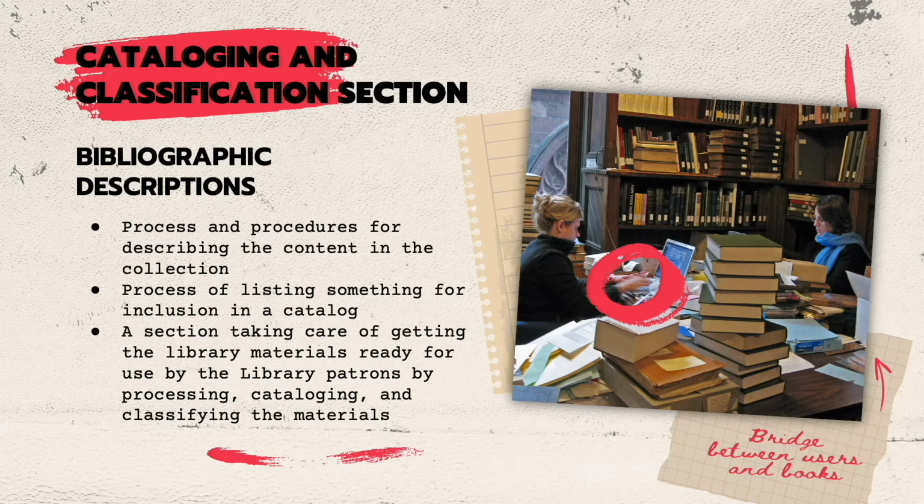The cataloging section takes care of getting the library materials ready for use by the library patrons by processing, cataloging, and classifying the materials. This section is out-of-bounds to non-library staff. The activities in this section are mostly considered to be highly professionalized, such as preliminary cataloging, proper classification and cataloging, and book processing.